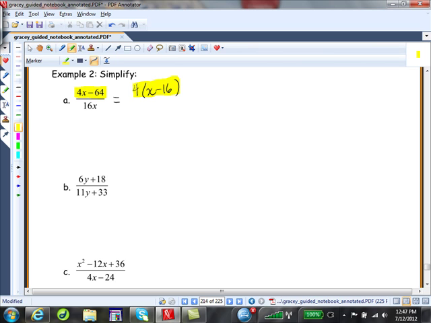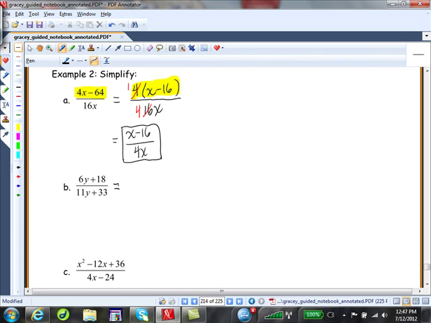So this guy factors to be this. We're going to be going a little faster with the factoring. If you ever need to pause the movie and replay it, please do so. Now, this is over 16x. Are there any common factors? Well, 4 goes into itself once and into 16 4 times. So at the end of the day, we will get x minus 16 over 4x. Now that is the answer because it is completely simplified. We do not have any common factors in the numerator and the denominator.